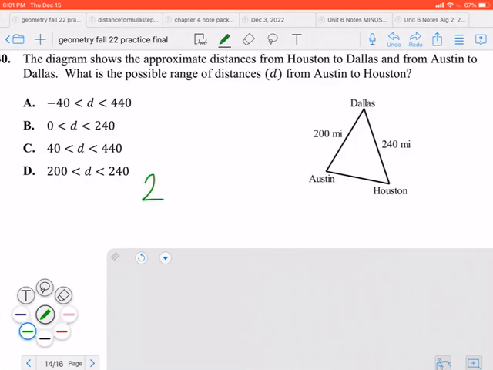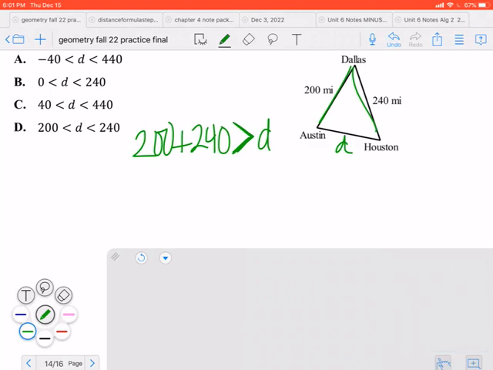So say these were the two smallest sides. So 200 plus 240 would have to be a bigger number, and I'll call that X, or they're calling it D, so distance would have to be bigger than D. But that's assuming D is the biggest side. But what if 240 was the biggest side? Then the other two, 200 plus D, would have to be bigger than 240.